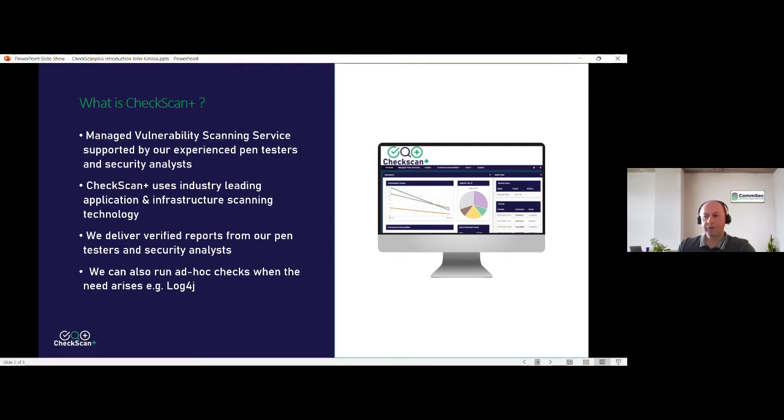So what is CheckScan Plus? It's a managed vulnerability scanning service supported by our experienced pen testers and security analysts. It uses industry-leading application and infrastructure scanning technology. We deliver verified reports from our pen testers and security analysts, and then we can also run ad hoc scans, such as for the Log4j vulnerability.